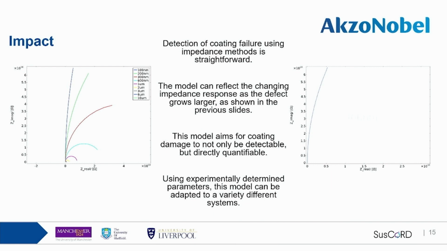Now, as for the sort of thing I believe this model could be used for, detecting coating failure using impedance is quite straightforward, as I've tried to illustrate in the previous slides. Vertical line, good. Anything resembling a semicircle, quite bad. But this model aims for the damage to the coating to not only be detectable, but directly quantifiable. By allowing the model to be adapted to a coating system in use, we can see quite a lot of interesting points about the coating failure.